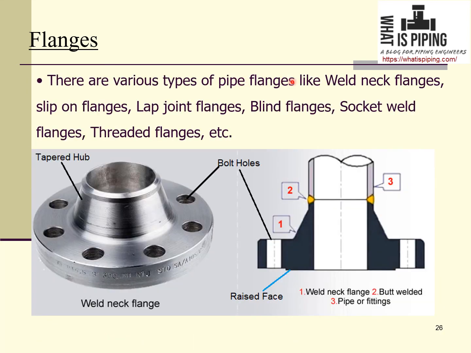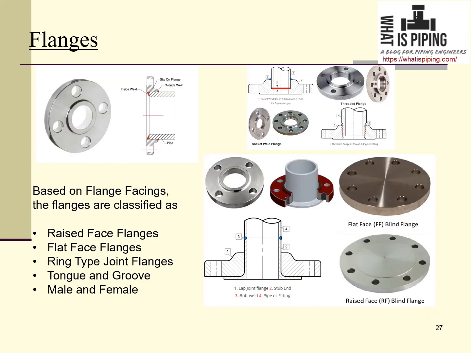There are various types of piping flanges like weld neck flanges, slip-on flanges, lap joint flanges, blind flanges, socket weld flanges, threaded flanges, etc. This is a typical example of a weld neck flange. This is slip-on flange. This one is socket weld flange. This is threaded flange. This is blind flange. This is a raised face blind flange.